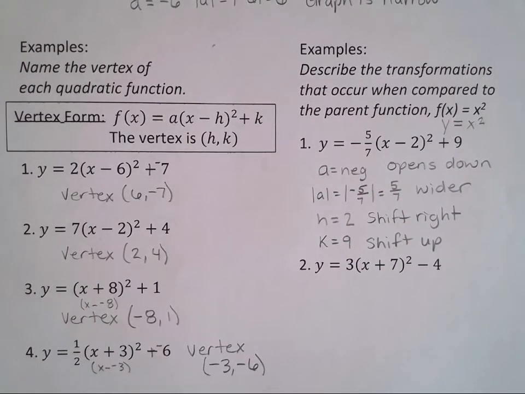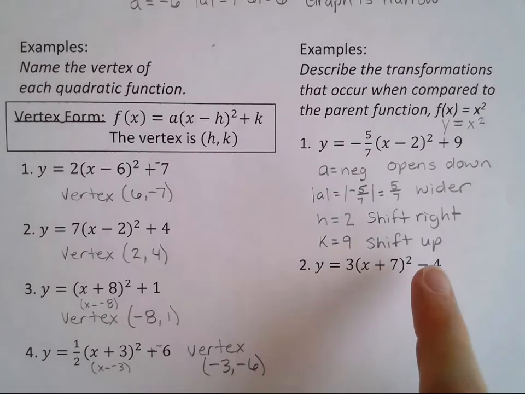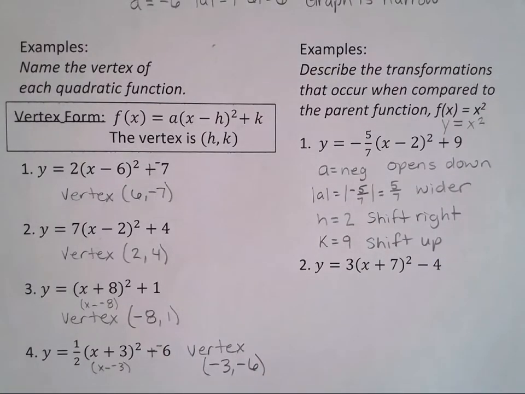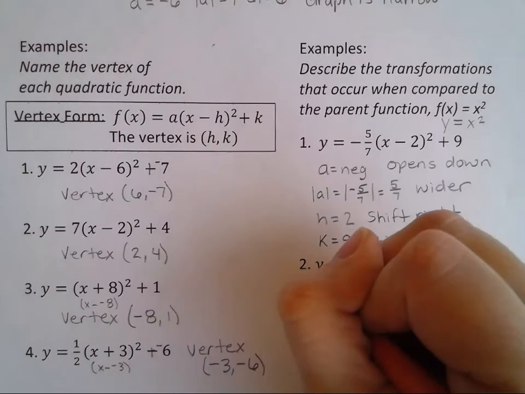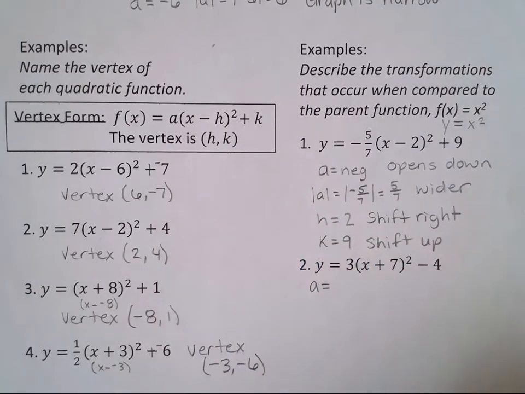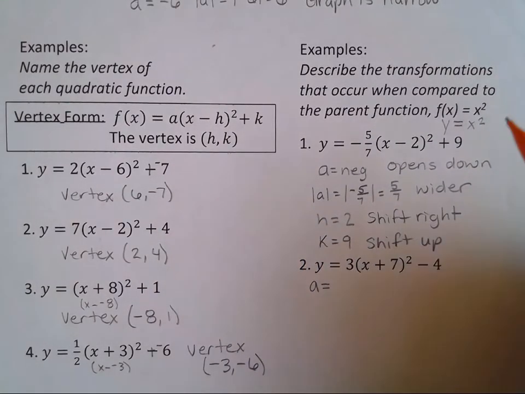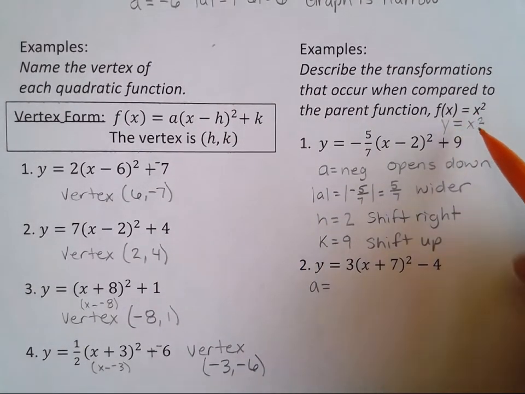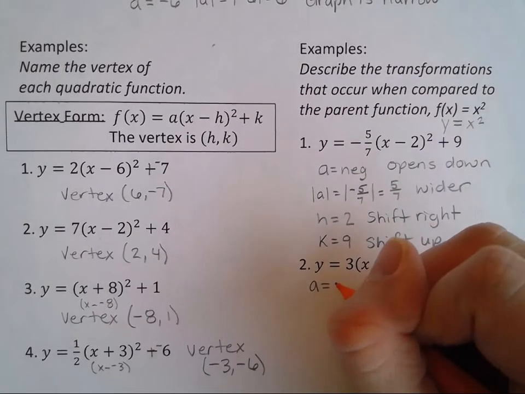Example number 2. Let's once again list each of these values, and then we'll determine their transformations. The a is positive. You don't have to list it as a transformation because the a is also positive in the parent function. So we'll just list that the a is 3.